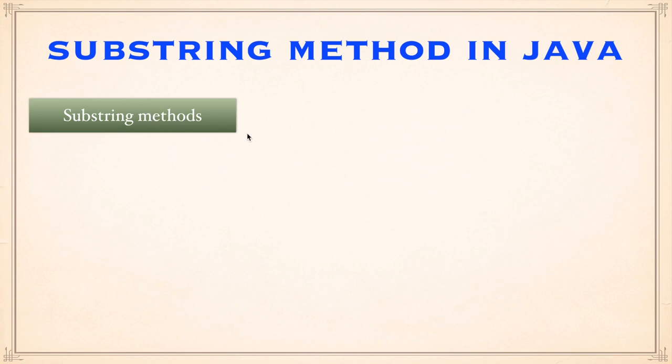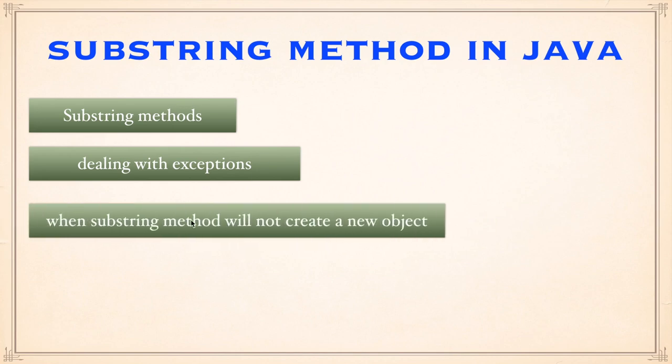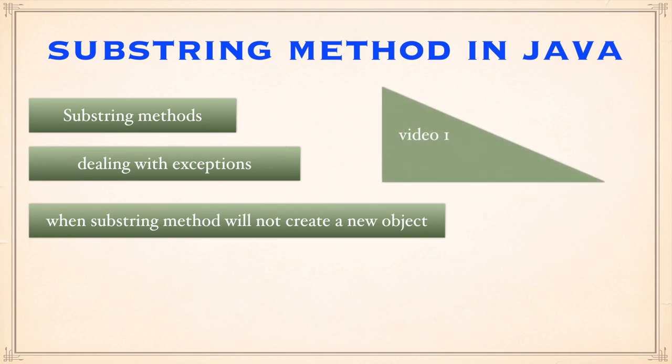Once we are done with that, we'll talk about the different exceptions that we might get whenever we are working with substring methods. At the end of this tutorial, I'll tell you when the substring method will not create a new object. These are the basic things you have to understand about the substring method, and that's what we're going to learn in video number 1.